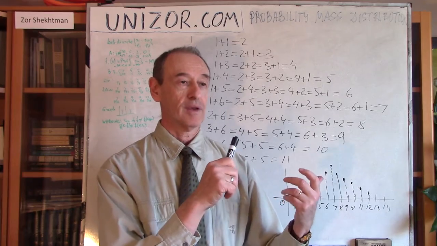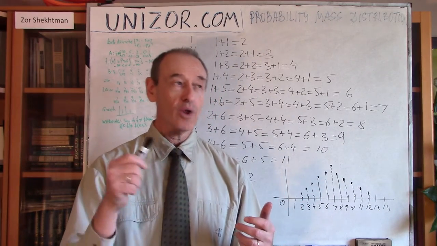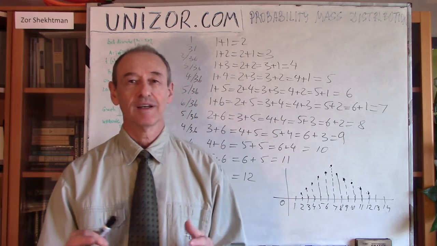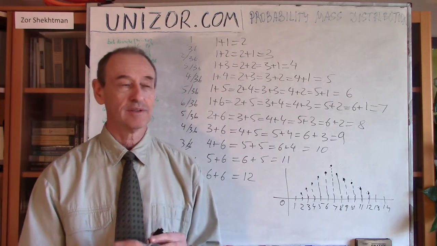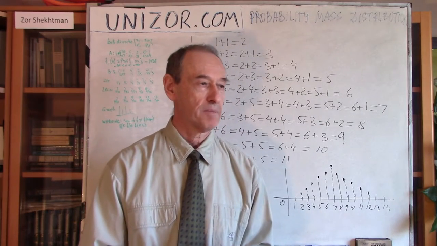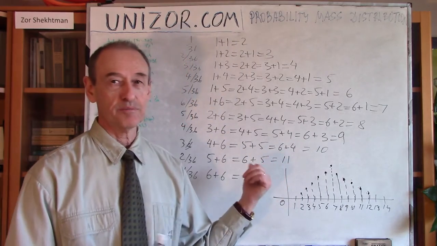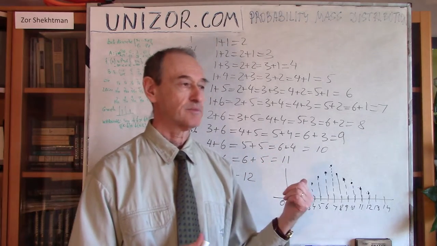So, mathematical expectation of the product, almost always, except when they're dependent on each other, equals the product of their mathematical expectations. So, it's a nice rule. Now, how about the probability distribution?